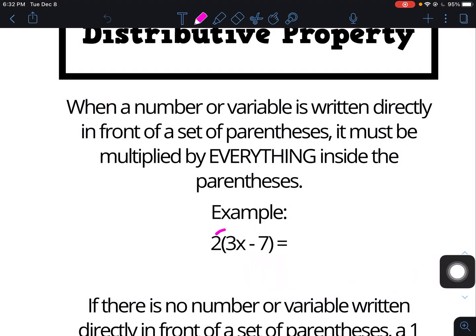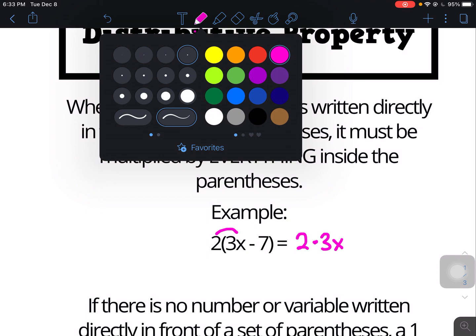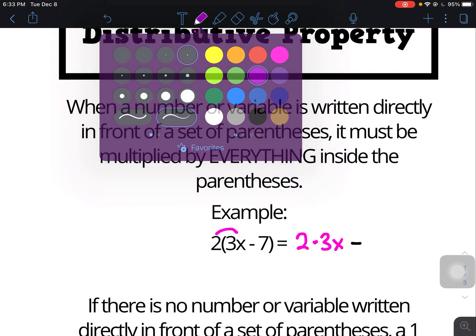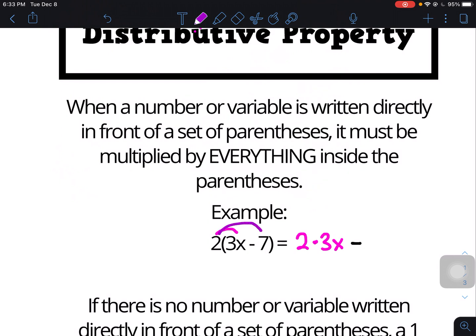So if I were to draw this, I would first do 2 times 3x. I'm going to keep that minus sign between them. And then I would do 2 times 7. So I'm multiplying the 2 by everything in the parentheses. 2 times 3x is 6x, minus 2 times 7 is 14.